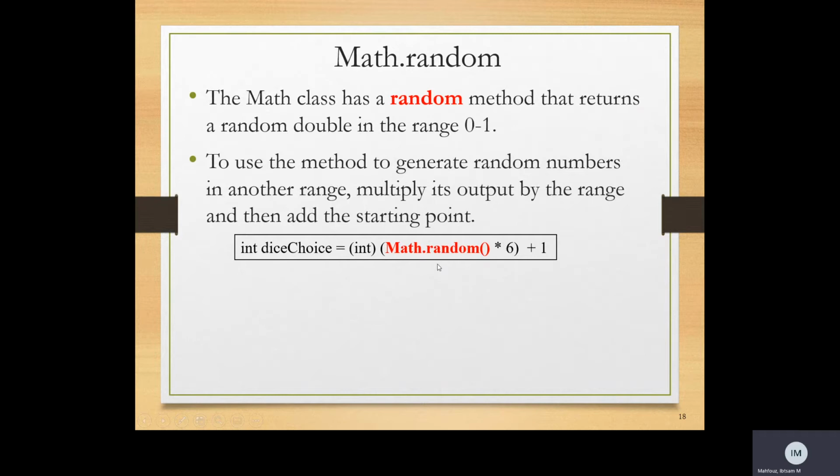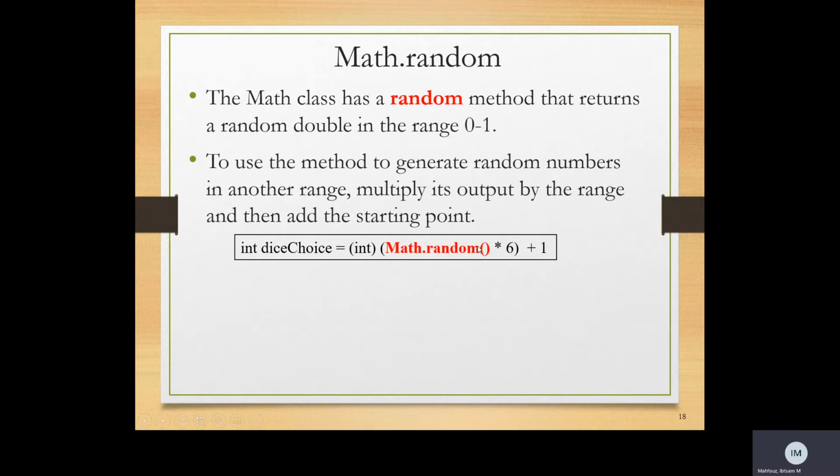Now, because math.random returns a double, which is a decimal number, if I multiply it by 6, I'm not going to always get a whole number out of it. So what I'm doing here is casting that value to an int, so that whatever is after the decimal gets thrown away. So this is how you can do a hack using math.random to generate random numbers in a range.